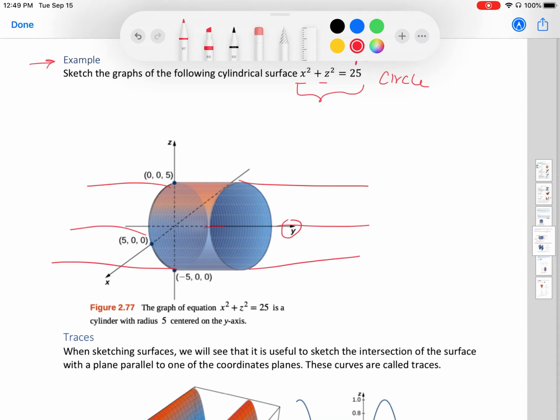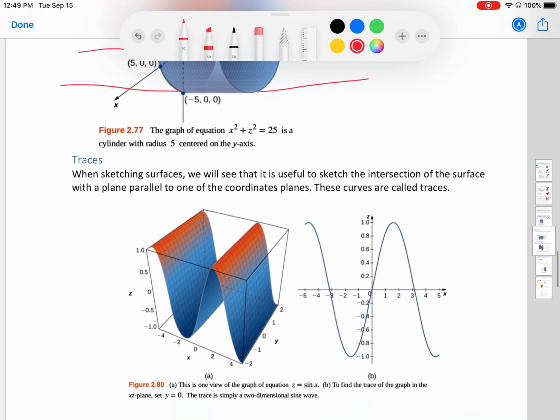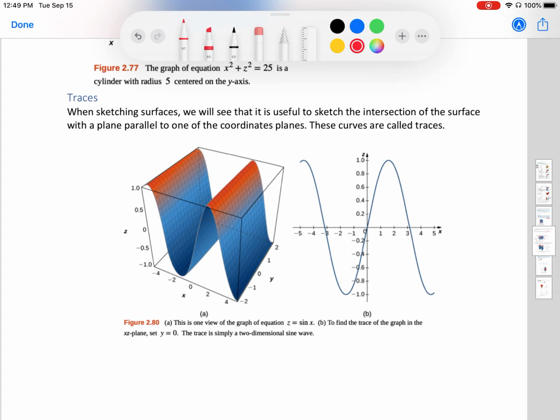Now, how can we develop our third dimensional image when we're not focusing on the graph itself? Well, what we can do is graph what's called a trace. So traces, as we move forward: when sketching a surface, we will see that it's useful to sketch the intersection of the surface with a plane parallel to one of the coordinate planes. These curves are called traces.